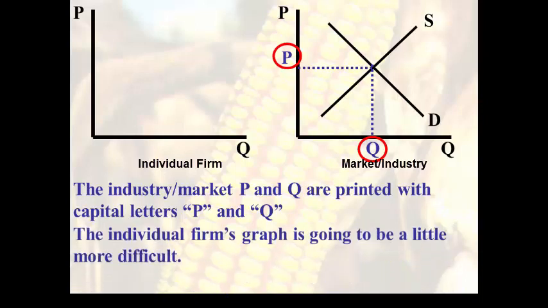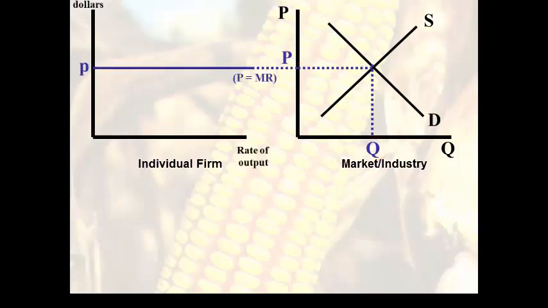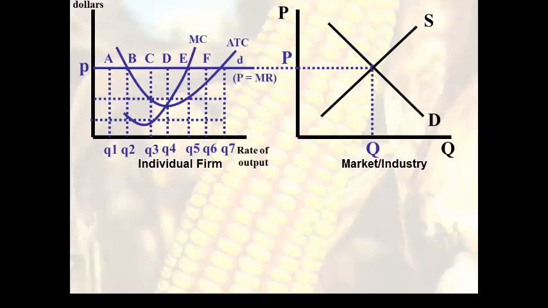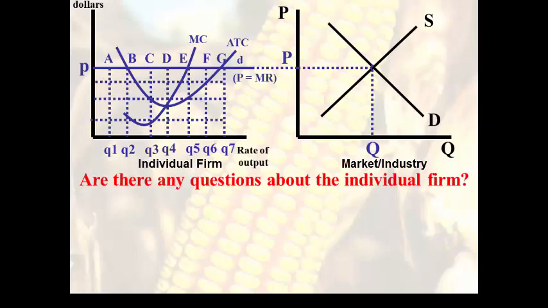The individual firm's graph is going to be a little more difficult, the one on the left. Are there any questions about the individual firm graph? Now, some teachers will put the market graph on the left and the firm graph on the right. I tend to put the market or industry graph on the right and the firm graph on the left. It doesn't matter. Are there any questions about the individual firm graph?